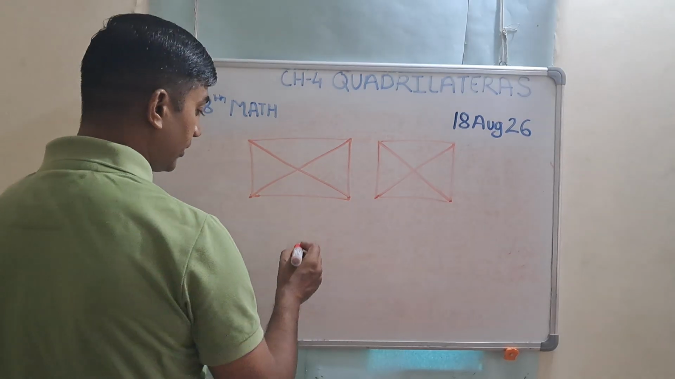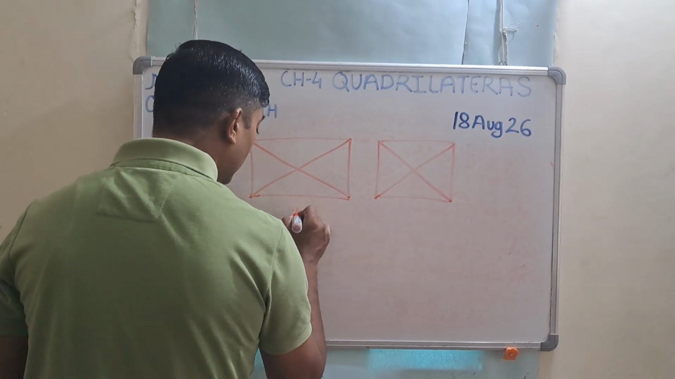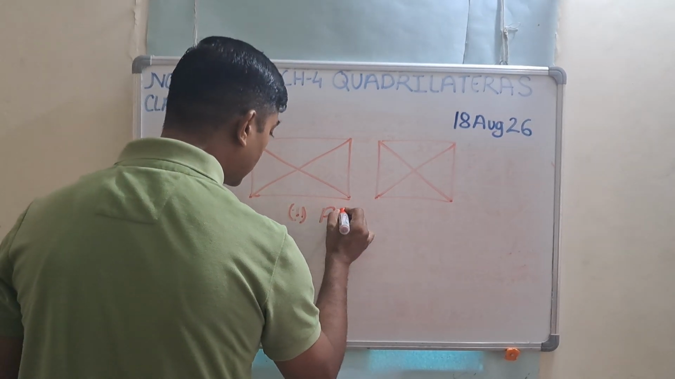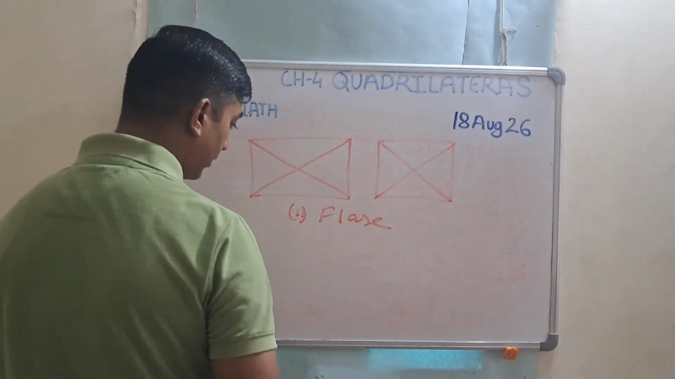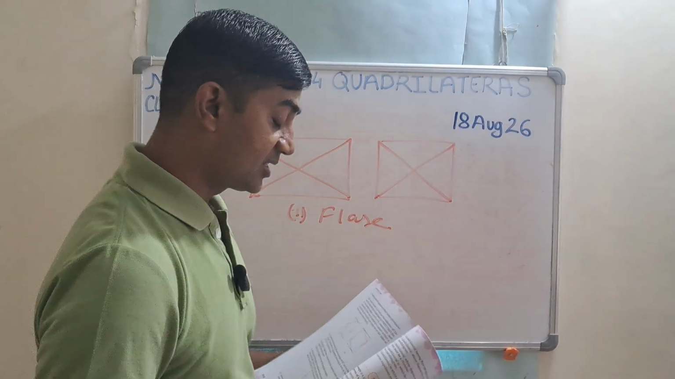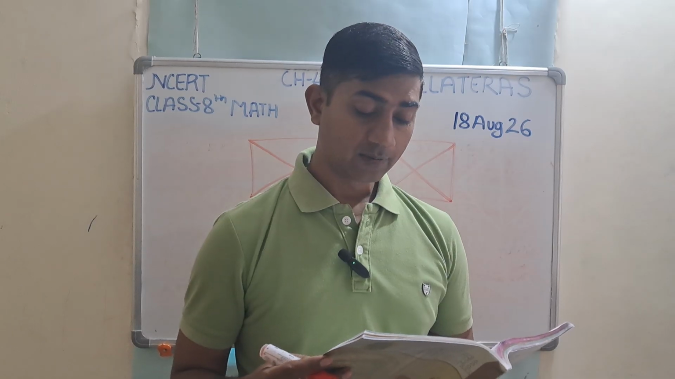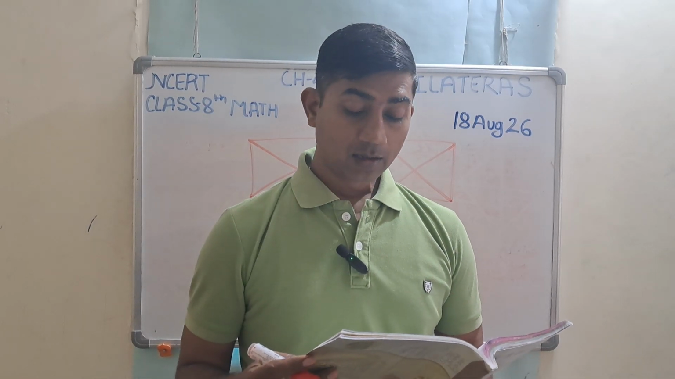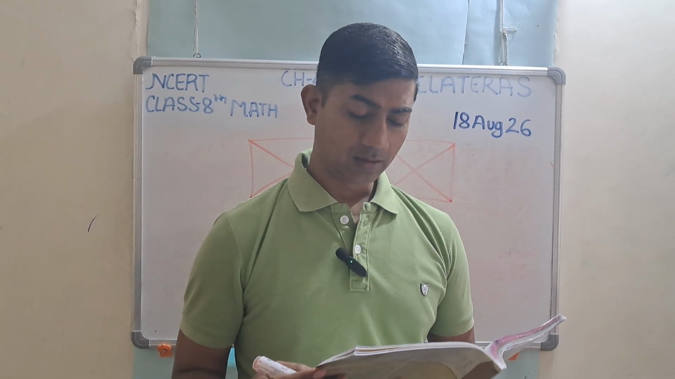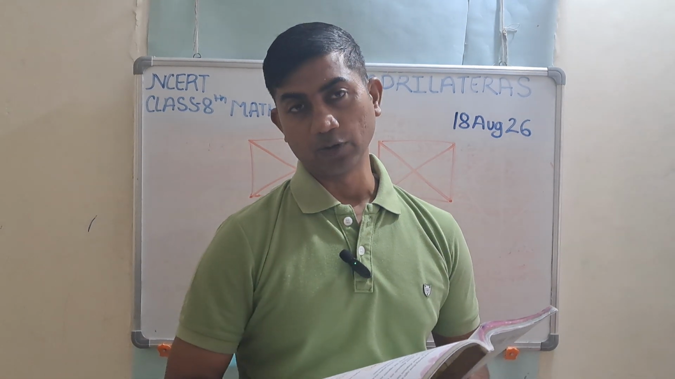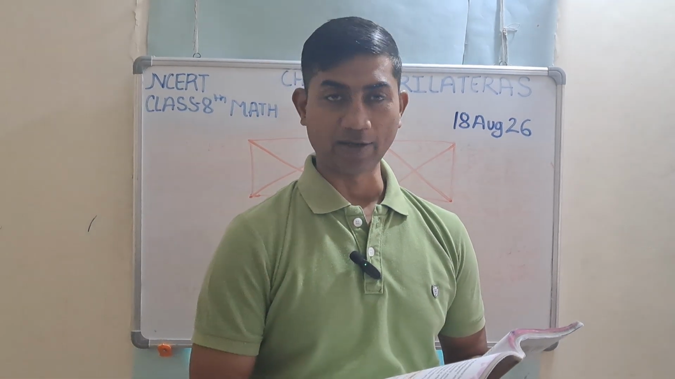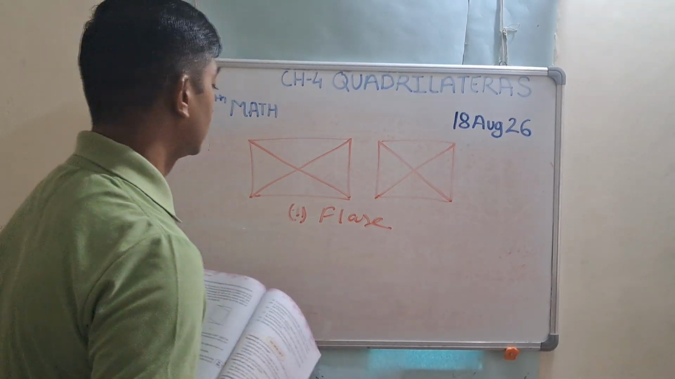It means what does it mean? It means that one is false, and I have given you the explanation. What is second? A quadrilateral having three angles of right angle must be a rectangle. Yes, but not necessarily, because it can be a square also. Understood?